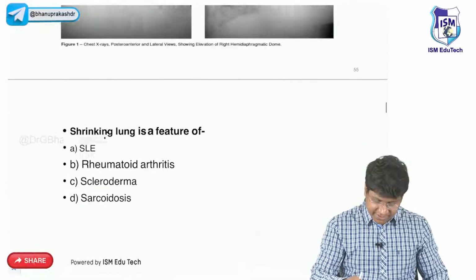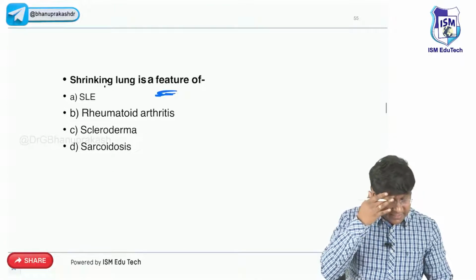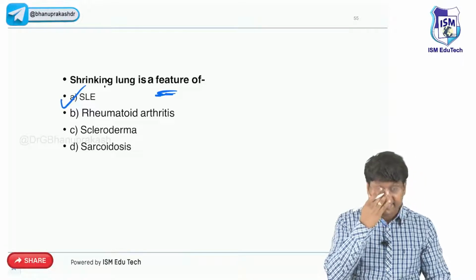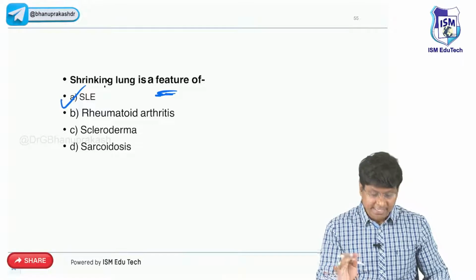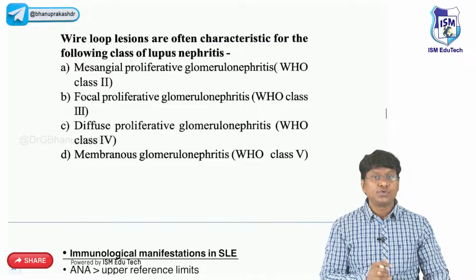Okay, that is one image. Now, the shrinking lung, it is the characteristic feature of what? It is a characteristic feature of SLE, that is systemic lupus erythematosus, right? Next, then you need to be very much aware of this. Yes, so you see this question.